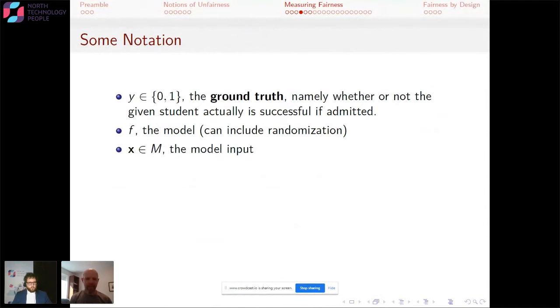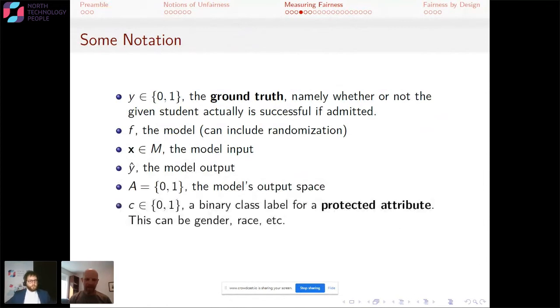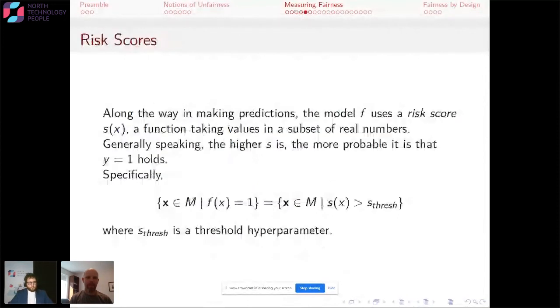X is our input, our features about the students. Y hat is the output. A is the output space from the model, and like I said, the model can actually output a distribution over that space. And C is our binary class label for the protected attribute. So capital C would be our set of protected group, and C complement is our non-protected group, the general population, if you will.